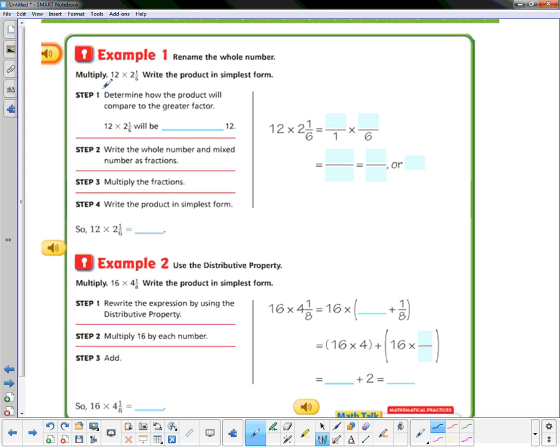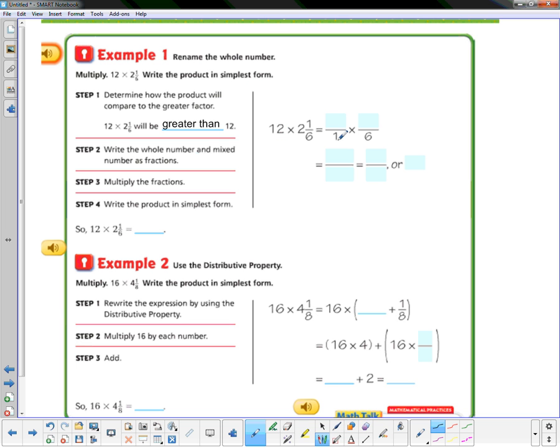Okay, step 1 is we're going to determine, we already determined that 12 times 2 1/6 is going to be greater than 12. So we did our estimating. We know we're looking for a greater number. It's going to be bigger than 12. And then we are going to write the whole number as a fraction and the mixed number as a fraction. So both of these need to be fractions.